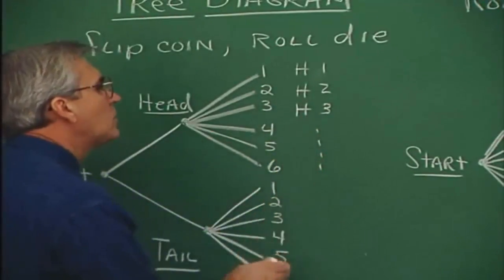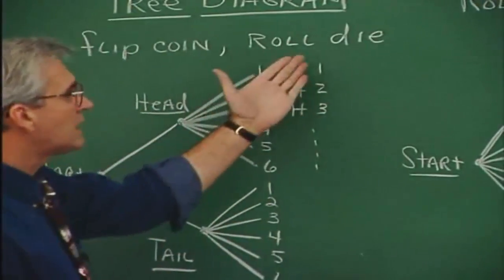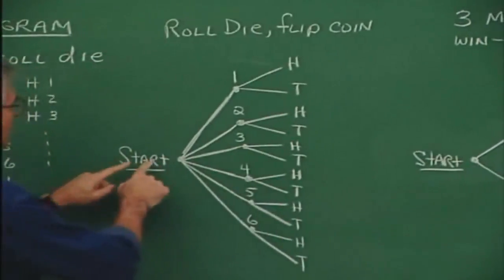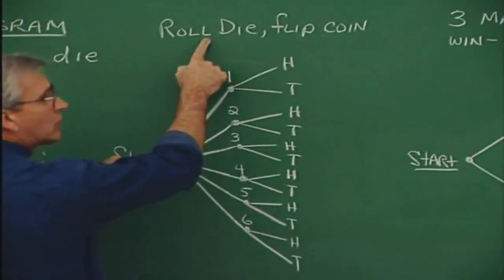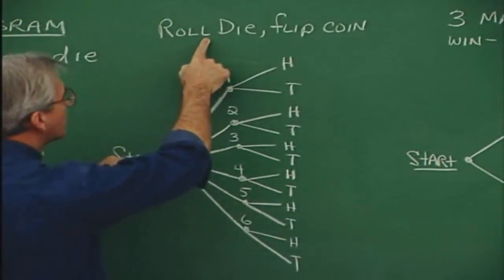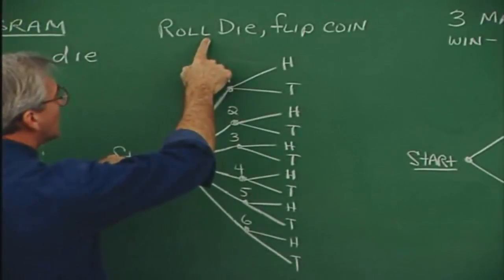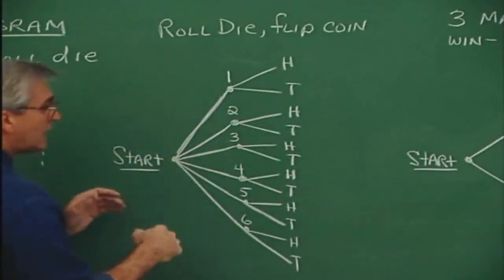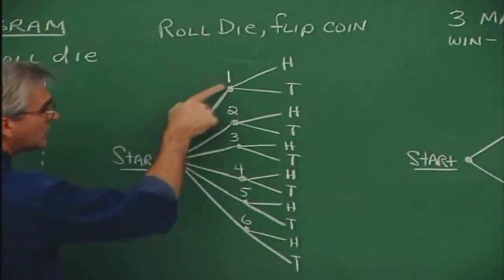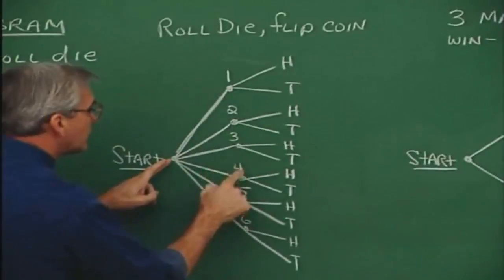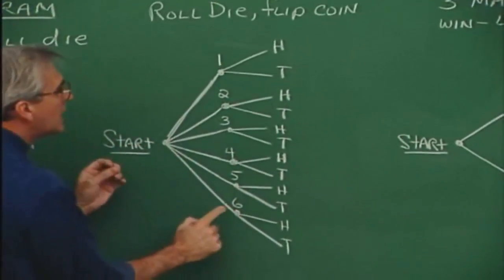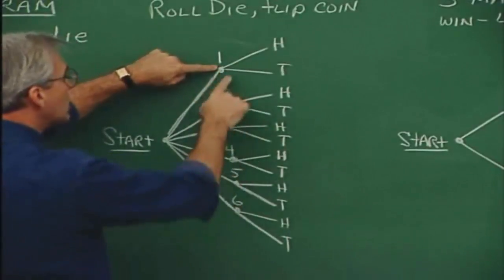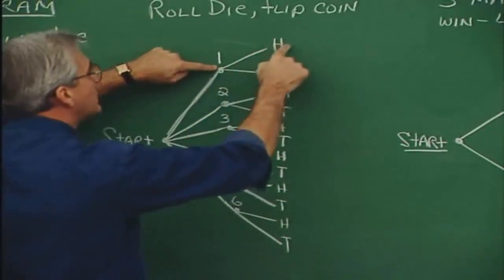Okay, suppose we take the same idea, but we roll the die first. Roll the die, then flip the coin. Well, it's the same idea. We have a starting point, and we think about the first thing that we're going to do, the first part of the experiment. Rolling the die means we come up with 6 different possibilities. So we go to these 6 different positions and we label them. And then the next part is to flip a coin. So from each of these numbers, we go out and we have 2 choices. So it's head or tails.